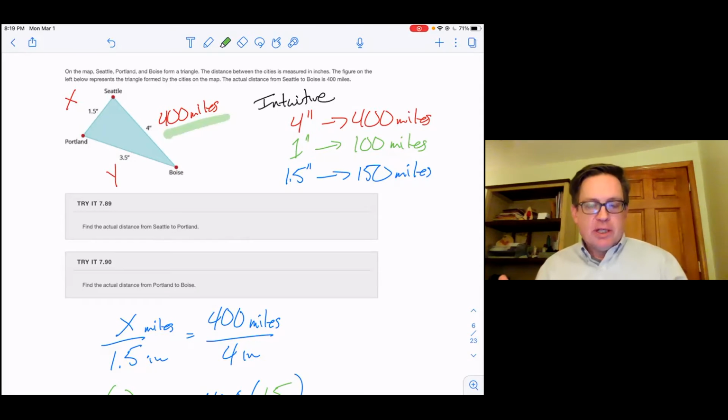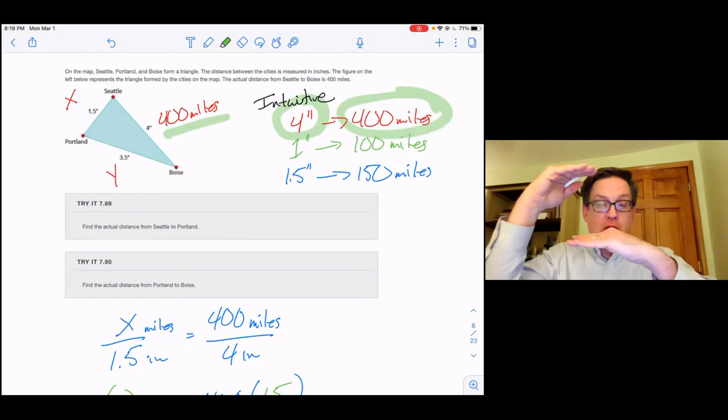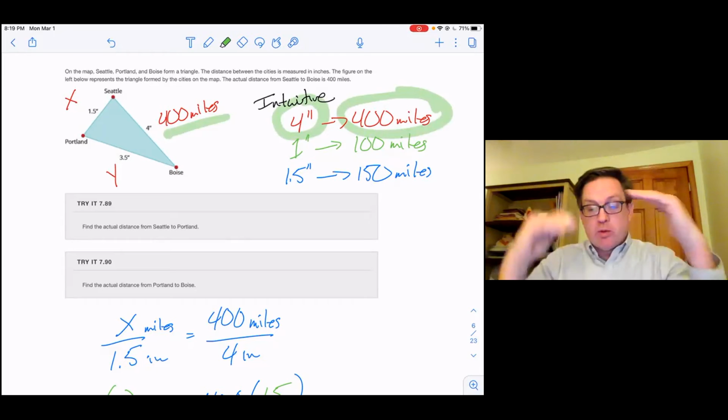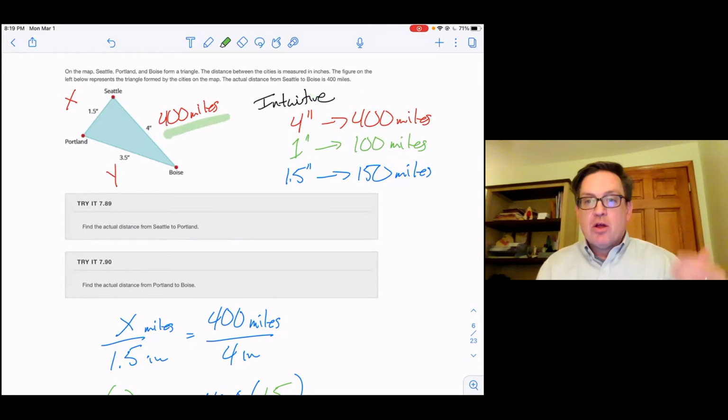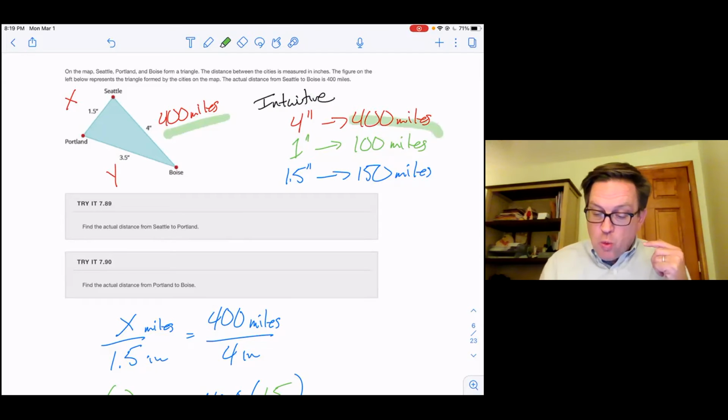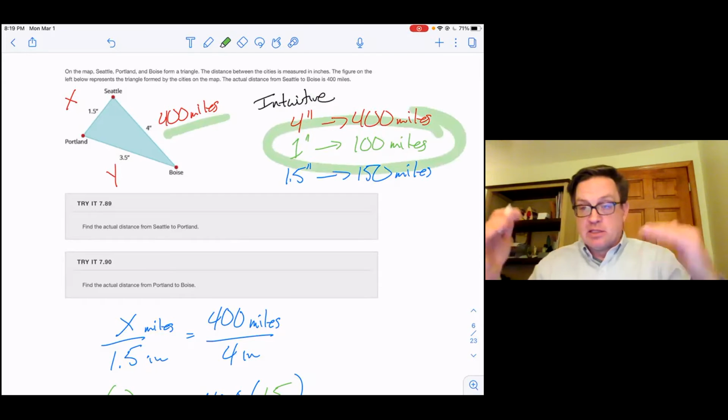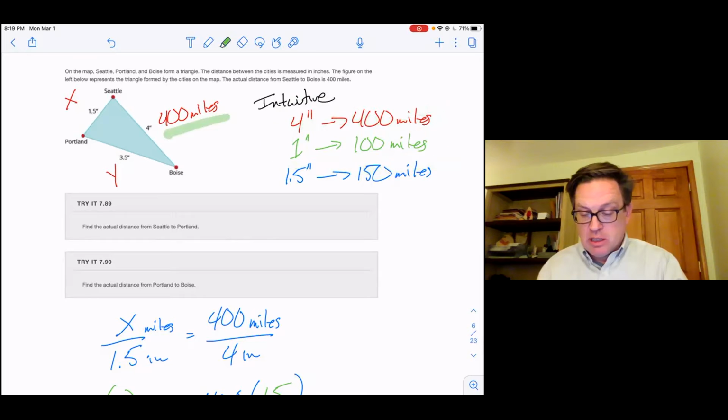So intuitively, you can figure out that the scale, the ratio, is 4 inches is 400 miles. So 4 over 400 or 400 over 4, whichever way you want to think about it. The ratio is from 400 to 4 inches to 400 miles. So 1 inch is 100 miles. Divide both sides to get a nice unit.